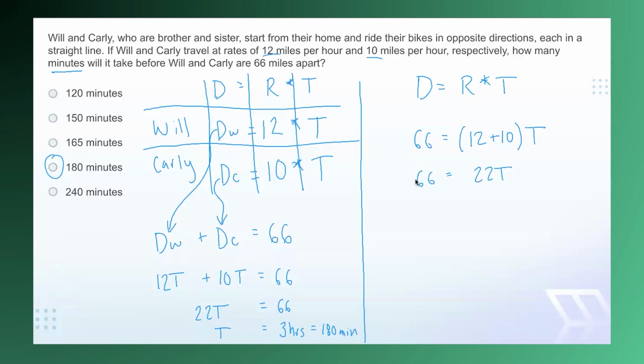And you'll notice that this is where we got to all the way down here in our previous method. So by using this combined rate method, we skipped all of this extra work. And as before, from here, we will divide by 22 to get t equals 3 hours, and then converting into minutes, 180 minutes. Answer choice D. Done.